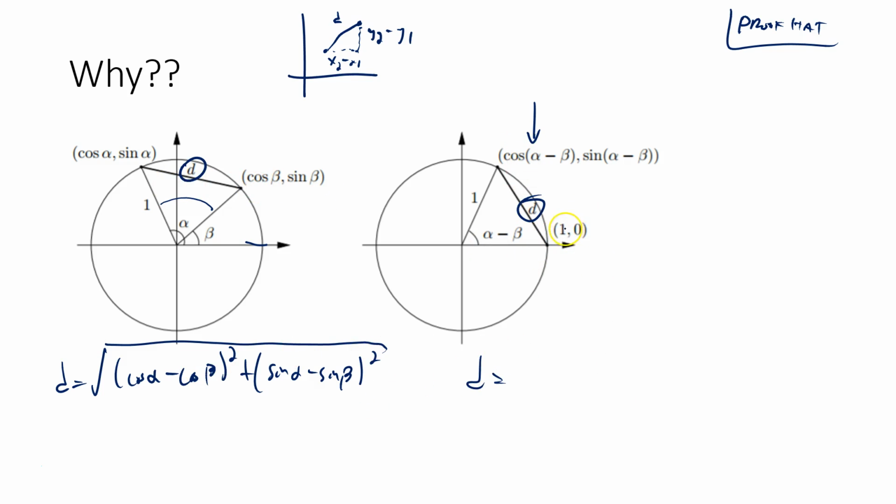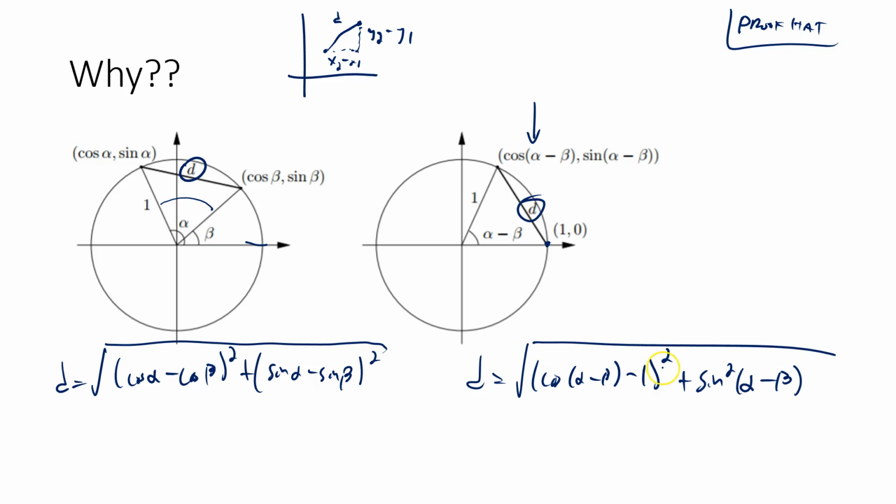This distance is from 1, 0 to cosine alpha minus beta, sine alpha minus beta, because 1, 0 is this point right here. So that distance would be the square root of, let's write this as, cosine alpha minus beta minus 1 squared, plus, and it's just sine squared alpha minus beta. We don't have to worry about the 0, because if you subtract the 0 and then square it, you just end up with sine squared. Now, these two distances should be the same.